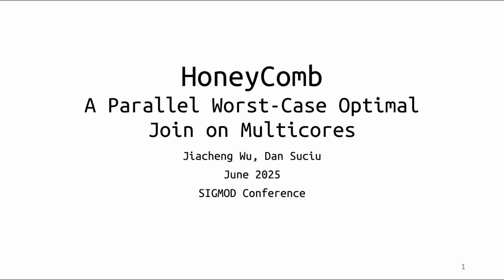My name is Jiacheng Wu, and I am excited to present our work titled HoneyComb, a parallel worst-case optimal join on multicores, done in collaboration with my advisor Dan Suciu at the UW. Our goal with HoneyComb is to bring worst-case optimal joins, or WCOJs, into the era of large multicore machines, making them fast, scalable, and practical.